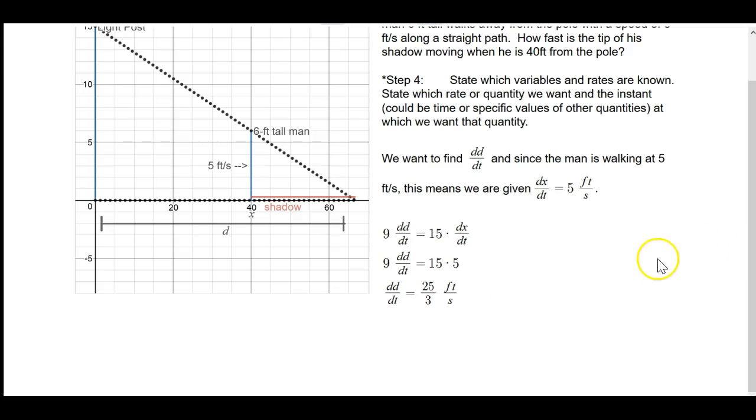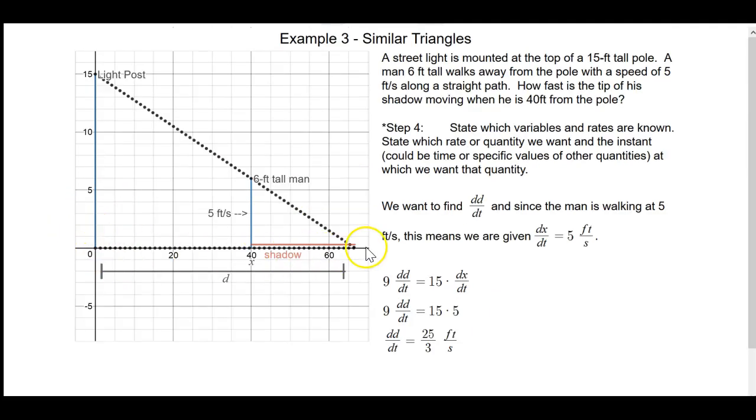So I am substituting with this dx dt the value that I'm given, 5 feet per second, and I get 25/3 feet per second. So that's the rate at which the tip of his shadow is moving when he's 40 feet from the pole. So that's the rate at which this long side is moving, not the rate at which the shadow is elongating.